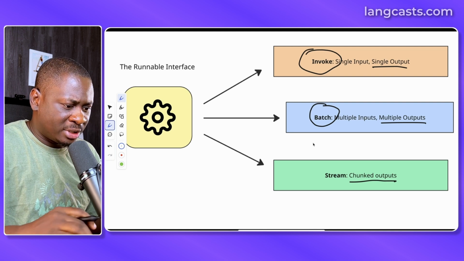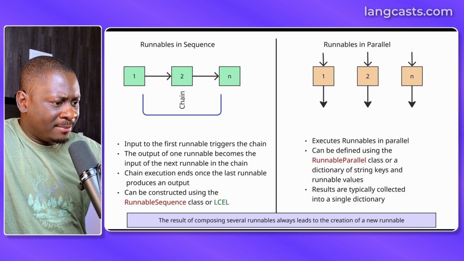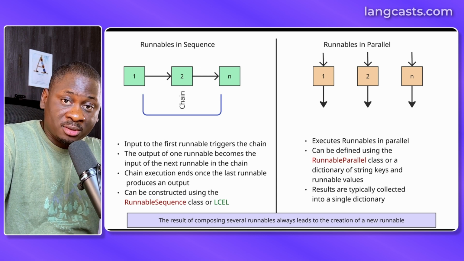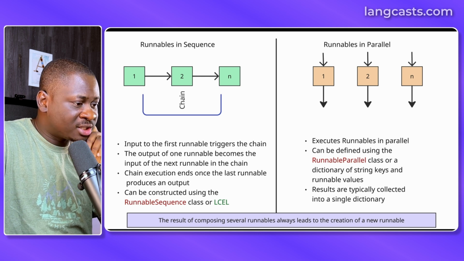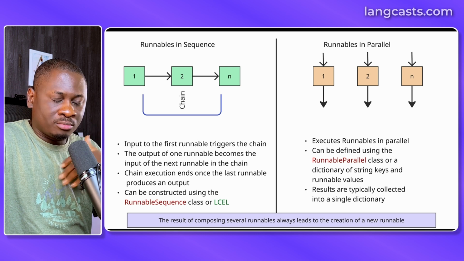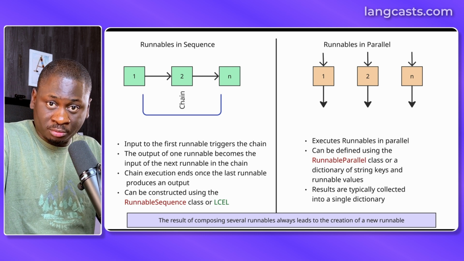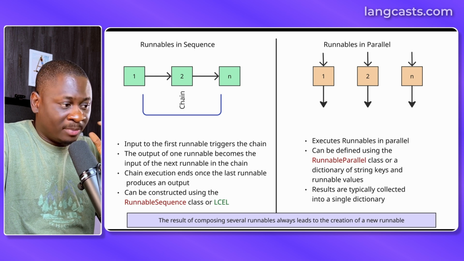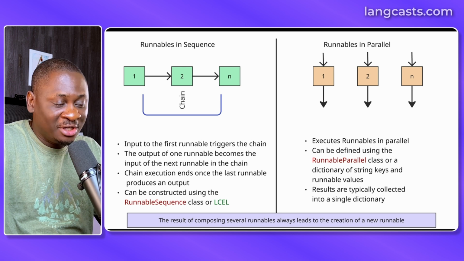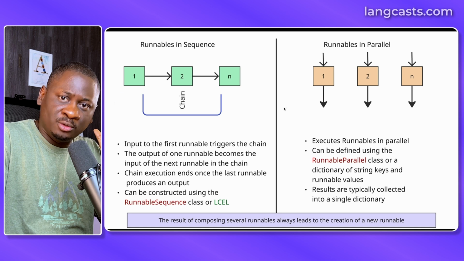Now, the last thing we're going to be looking at is how to compose runnables. Like I mentioned in the previous video, you can compose your runnables in 2 ways: in sequence and in parallel. When it comes to runnables in sequence, you have the first runnable, which is going to initialize the chain. By the way, when you compose the runnables in sequence, it's called a chain, as seen from the structure itself. So you compose runnables one after the other. In sequence, you have a chain.